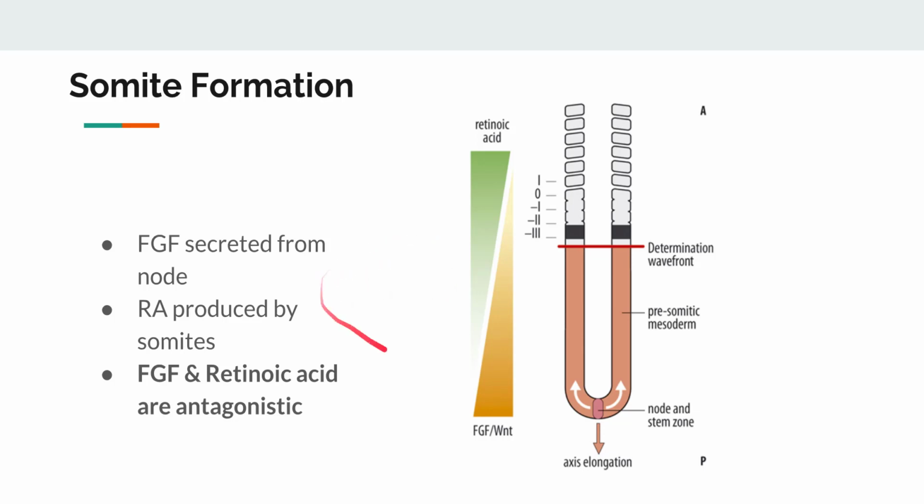At the formation of somites at the wavefront, somites are formed at a specific low threshold level of FGF. So it doesn't matter if you have a really high level of FGF or basically no FGF. You need that very specific low level of FGF for your somites to form. Okay?